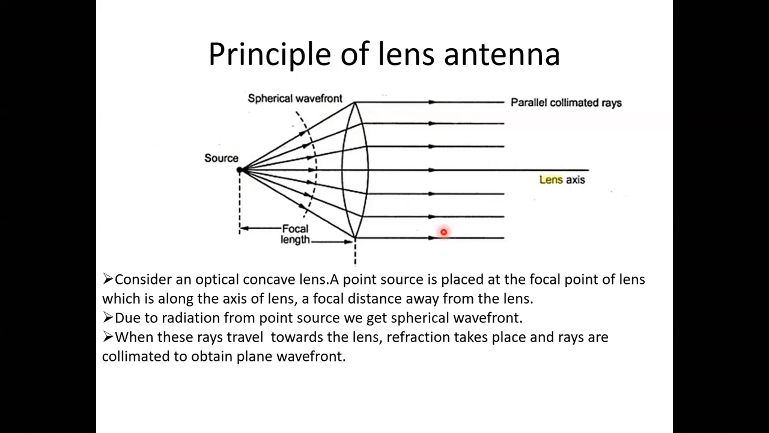So it depends upon whether it is a transmitting antenna or the receiving antenna. Transmitting antenna means all will be parallel rays, but receiving antenna means these parallel rays will be falling onto the lens, and it will be converging onto the source. So this is the basic principle of lens antenna.